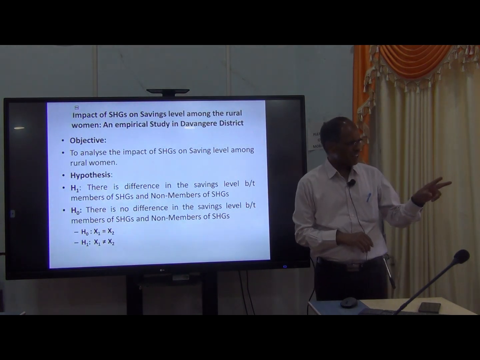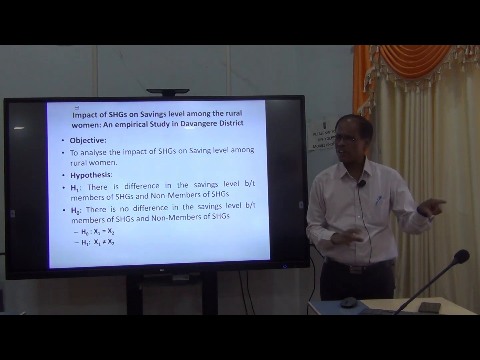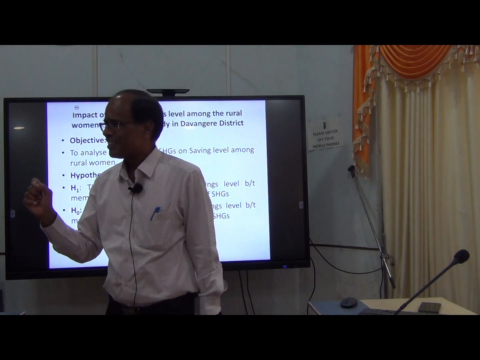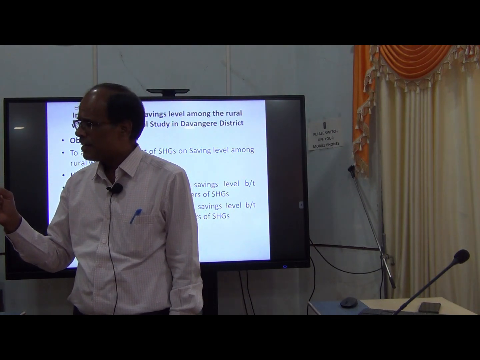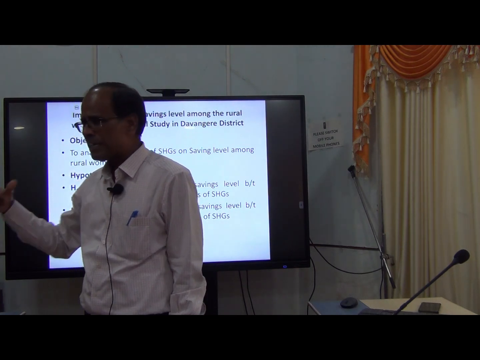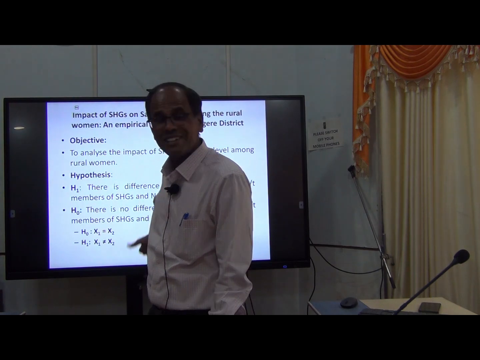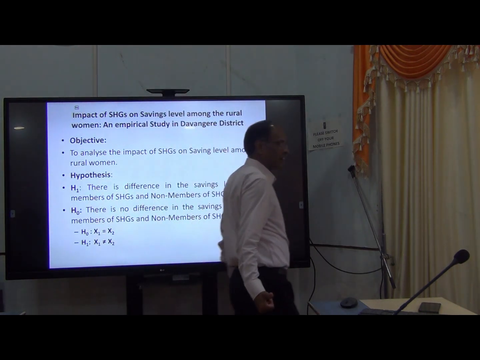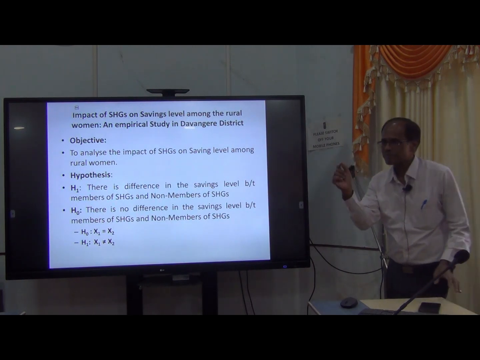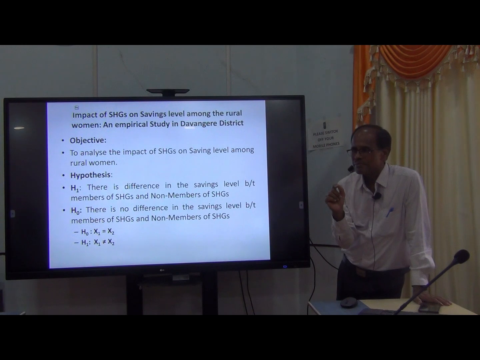Can you compare? Earlier I worked on the impact of watershed technology on crop yield. There I wrote that technology has an impact: the crop yield obtained by adopters was more than that of non-adopters. That's how I defined it. But here, have I followed the same pattern? No. What other pattern did I follow here? Savings level among the rural women will be... what difference can you find?